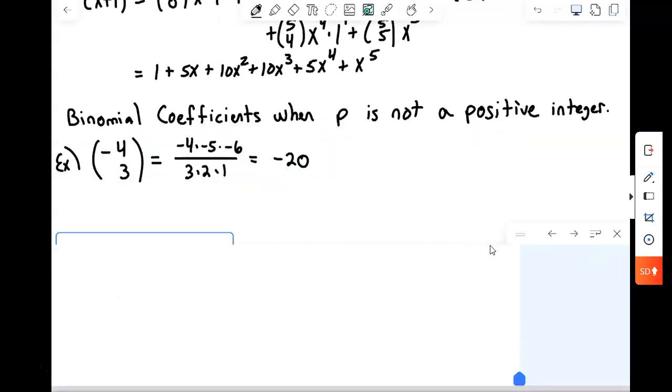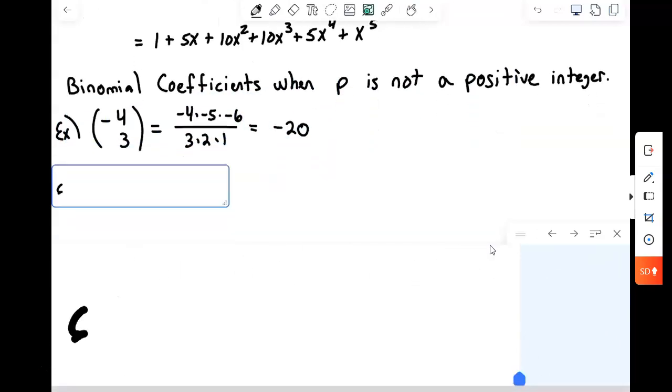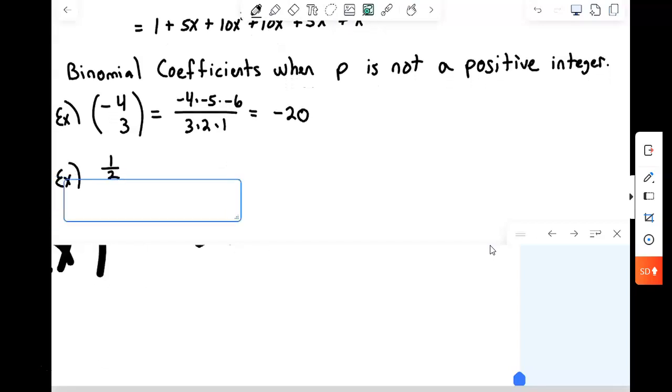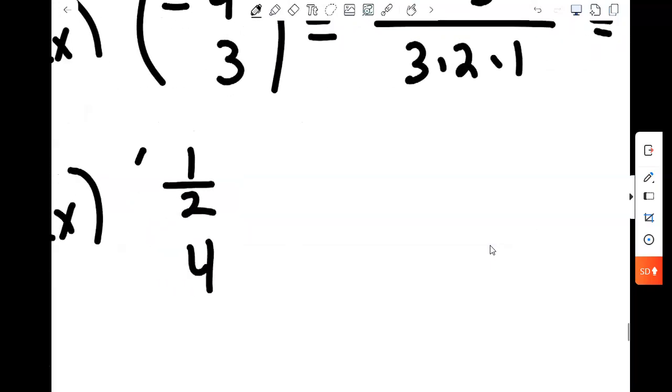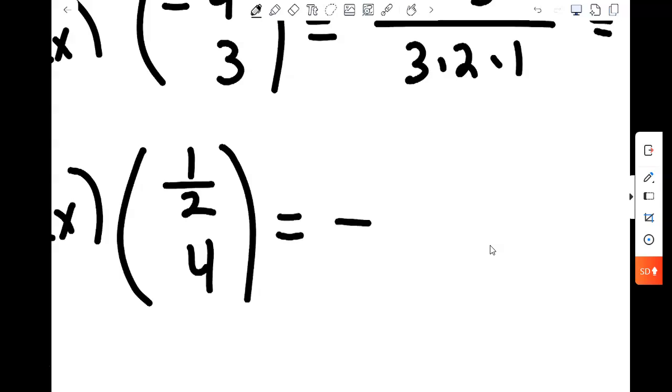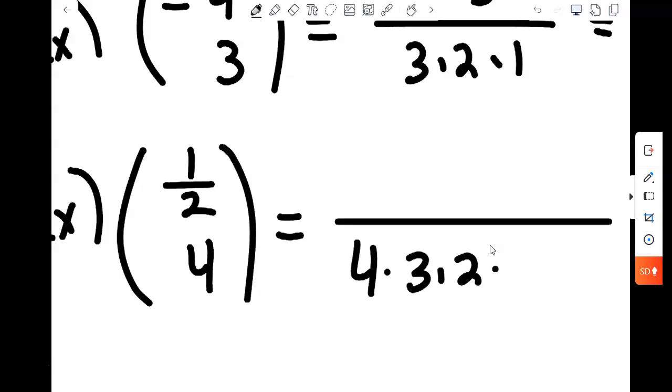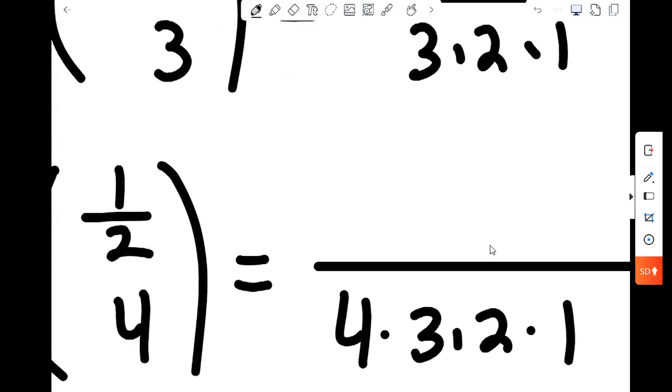It can be a negative integer. It can even be a fraction, as we look at the next example. We have 1/2 choose 4. Well, on the bottom, that's going to be 4 factorial, 4 times 3 times 2 times 1. And we're going to have 4 things on top. That's how I always remember it. Don't ever work out that p minus k plus 1 thing. I don't worry about that.